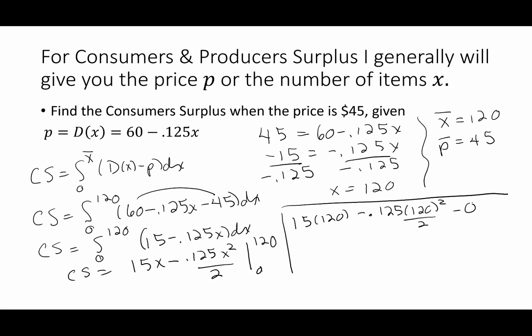So now I got my calculator. I have 15 times 120 minus 0.125 times 120 squared over 2, and that gives me $900. So my consumer surplus is $900.